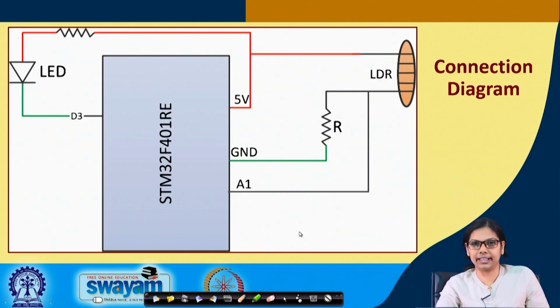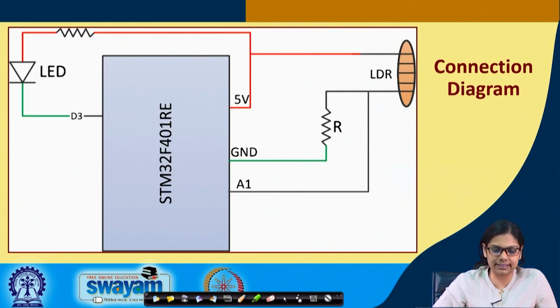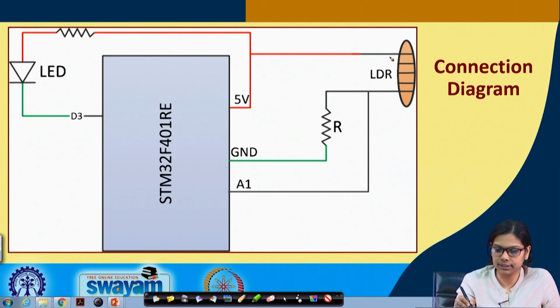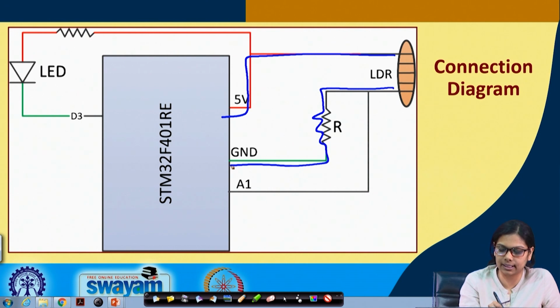Now, this is the circuit diagram. The circuit diagram is fairly straightforward here. This is a single LDR. One end of the LDR is connected to 5 volt. The other end of the LDR is connected through a resistance to ground.